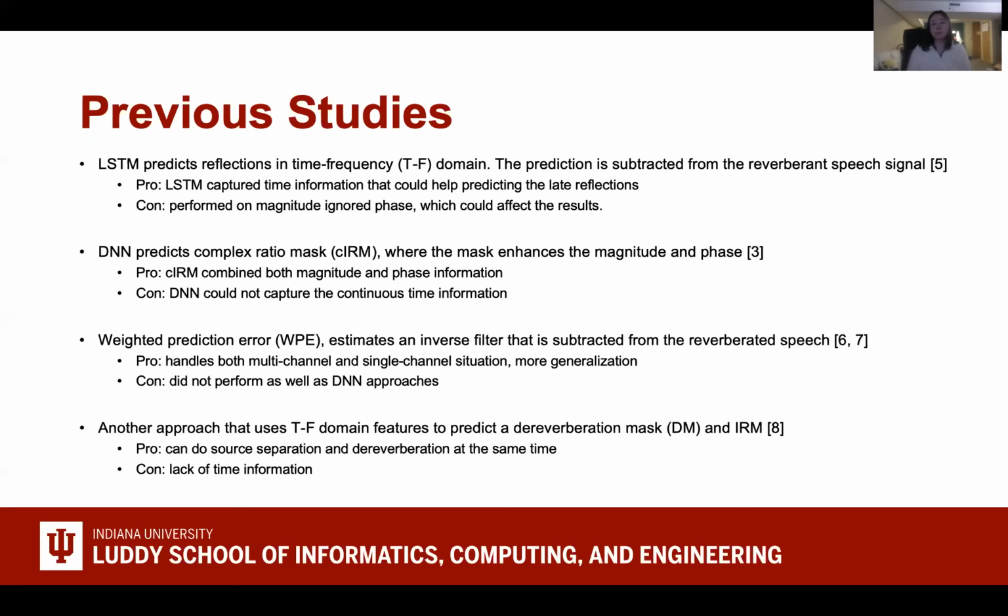The third study, which is prediction error based, estimates an inverse filter that is subtracted from the reverberated speech. It can handle both multi-channel and single-channel situations, and it gives a more generalized solution. But it did not perform as well as the DNN approaches. There's another approach that uses time frequency domain features to predict the dereverberation mask and the ideal ratio mask. It can do source separation and dereverberation at the same time, but it lacks time information.